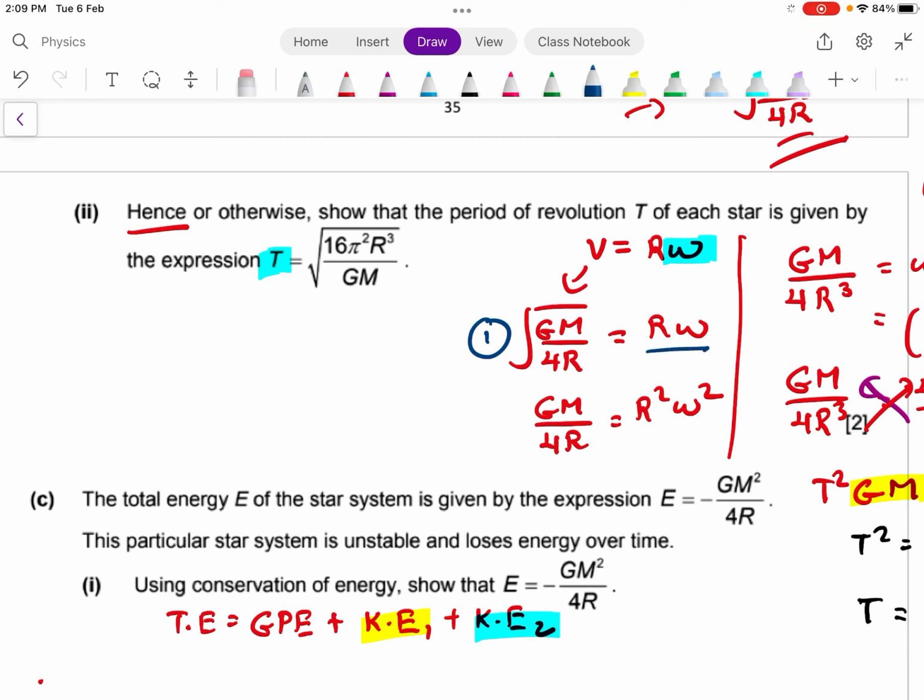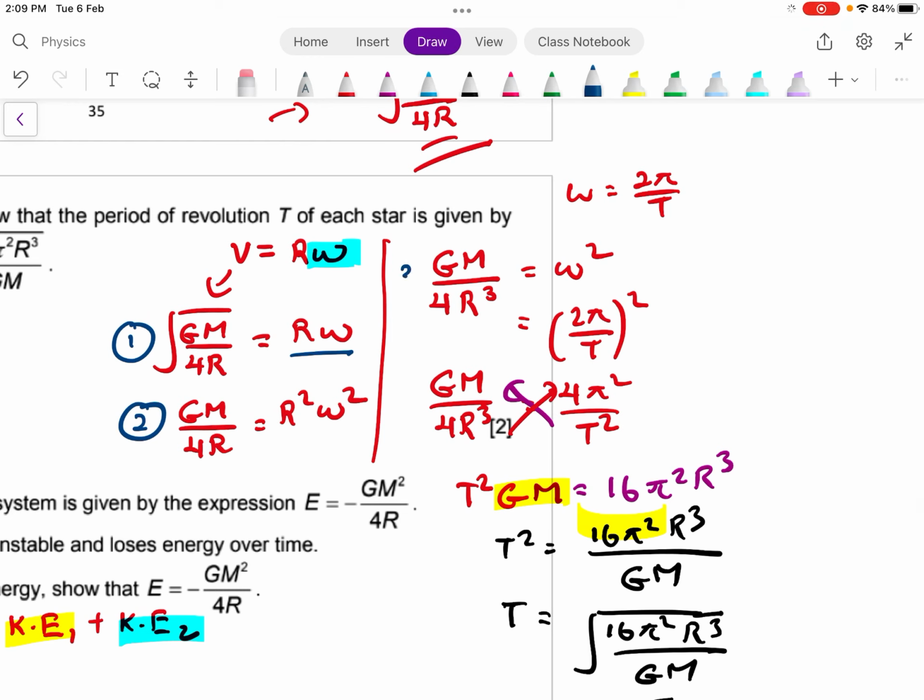Since I have a square root, I square both sides so the manipulation is easier. This is the second step: GM over 4R equals r squared omega squared. The third step, I move the r squared to the left hand side, so it becomes GM over 4r cubed equal to omega squared. Now I change omega to 2 pi over T, not forgetting the square. So (2 pi over T) squared gives 4 pi squared over T squared.